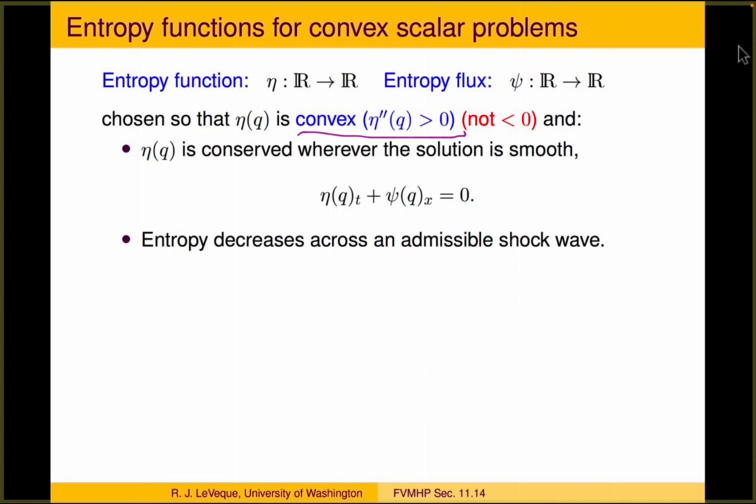And then in addition to this entropy function eta, we also have to find an entropy flux, which we call psi, which goes along with eta. And the idea is that in a smooth solution, eta is conserved and satisfies a conservation law, similar to the one we started out with, where the time derivative of eta plus the x derivative of the flux psi of q is equal to 0. But this only holds where the solution is smooth. And when we have an admissible shock wave, instead of being conserved, the entropy actually decreases.